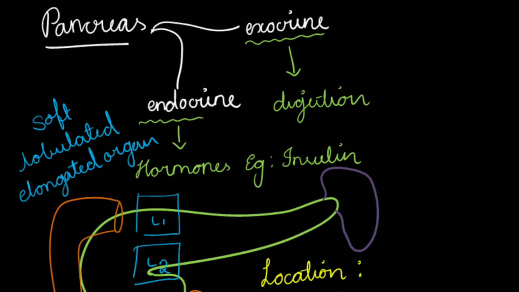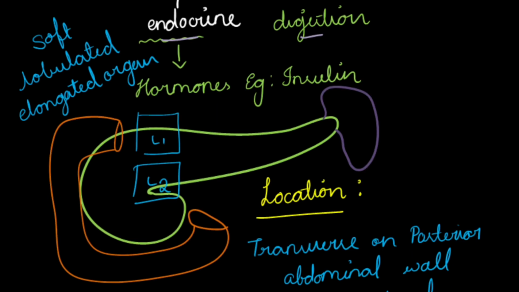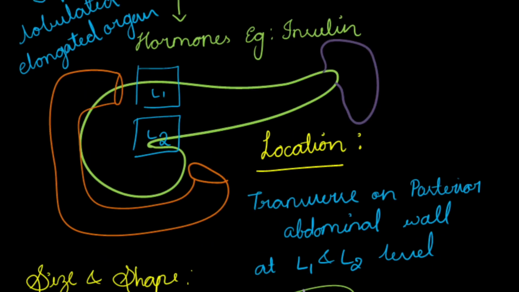So now we will be having a quick recap regarding the pancreas. The pancreas is a gland which is multitasking in activity because it has both exocrine and endocrine functions. Exocrine focuses mainly on digestion and endocrine focuses mainly on the secretion of hormones. It is a soft, lobulated and elongated organ. Now regarding the location, it is situated transversely on the posterior abdominal wall. You can see here the transverse positioning, and it is situated at the level of the L1 and L2 vertebrae.